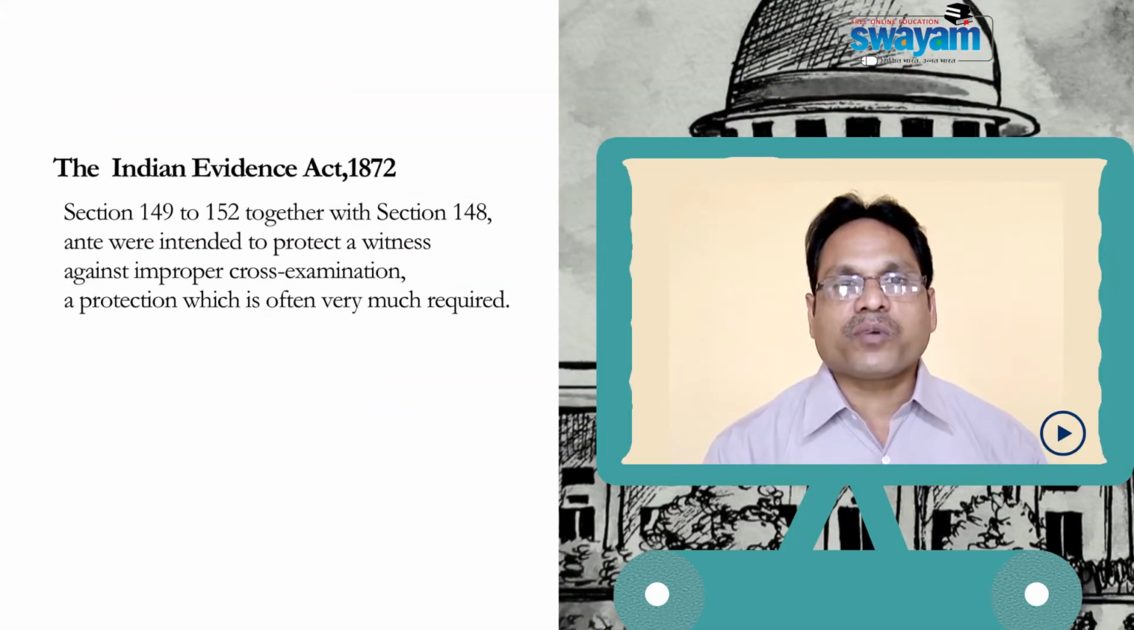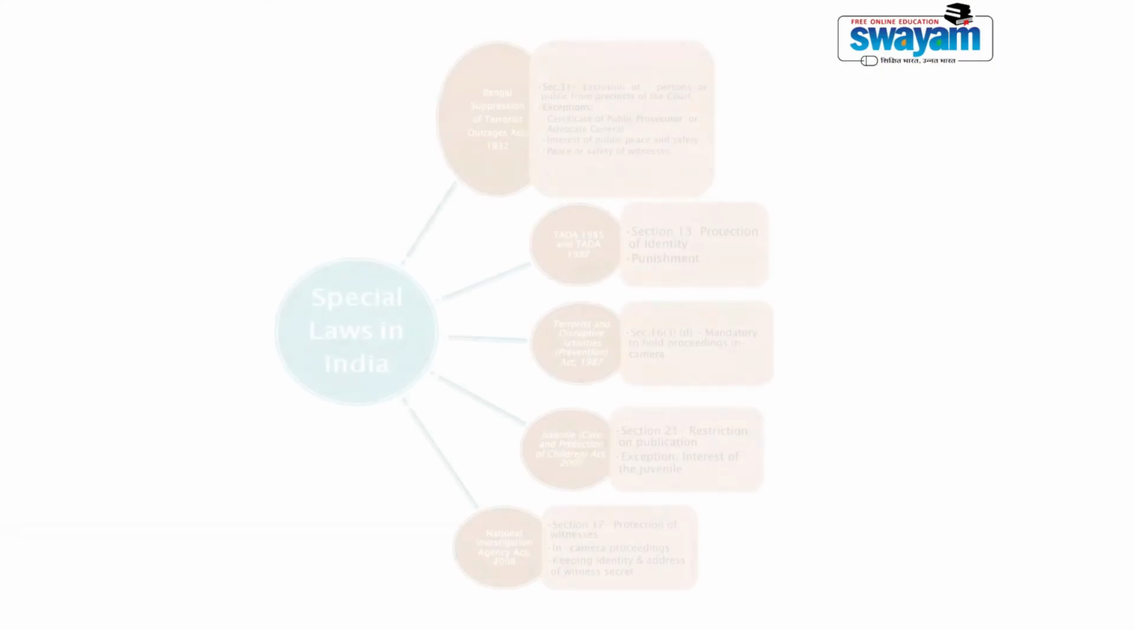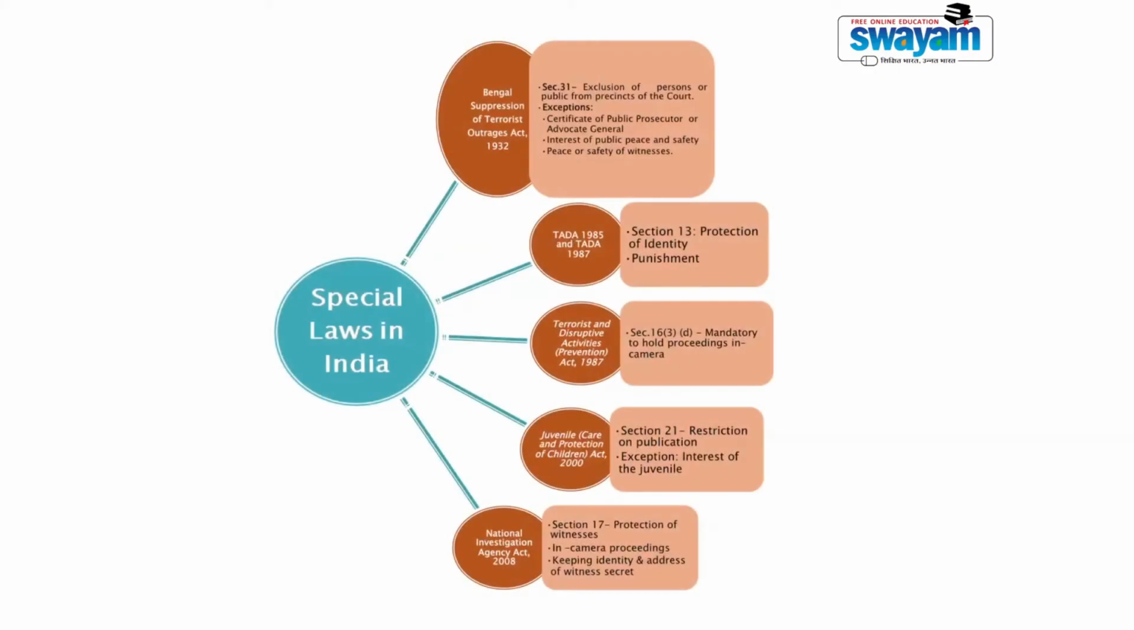So, sections 149 to 152 together with section 148 were intended to protect a witness against improper cross examination, a protection which is often very much required. These are the laws prescribed in India, the general laws. Specifically, if we go through the special laws in India where witness protection has been prescribed, these are the specific offences where witness protection is granted, specifically terrorist acts and organized crimes.